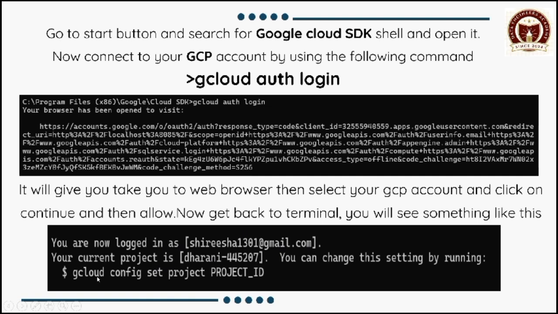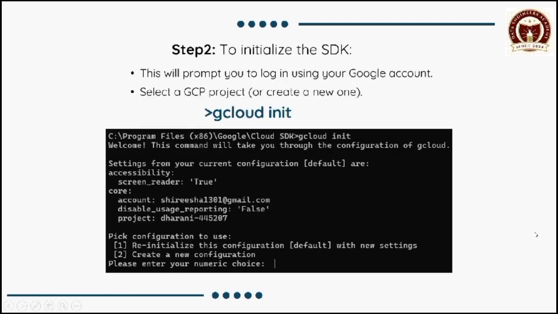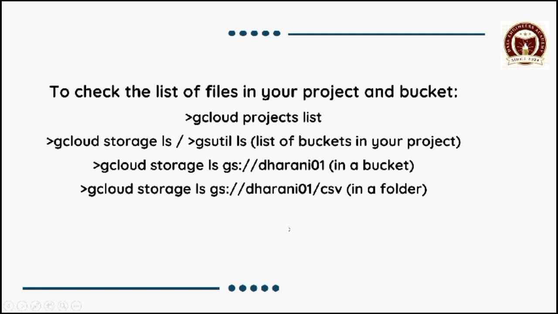You can also change your project ID using this command, gcloud config set project ID. Here you need to give your new project ID. And if you want to initialize the SDK, use the command gcloud init. Here init means initialization. Then you can reinitialize this configuration with new settings or you can create a new configuration using this gcloud init command. And then to check the list of projects, you can use this gcloud projects list. Let me show you each command practically.